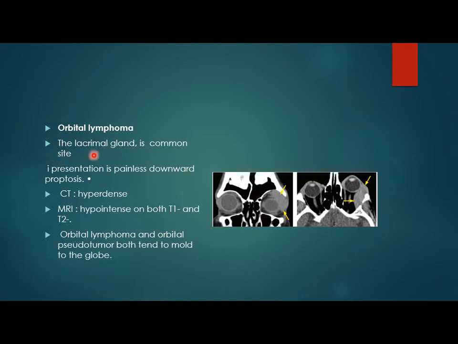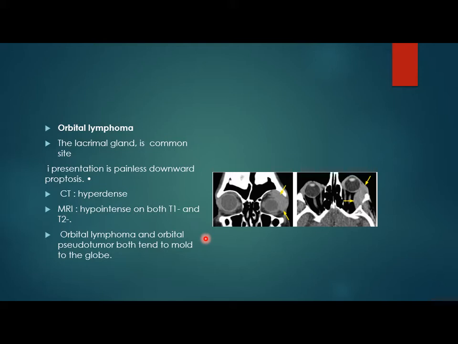Orbital lymphoma. Here we have the lacrimal gland as the most common site. It presents with painless downward proptosis. Painless. It is hyperdense on CT, but on MRI it is hypointense on T1 and T2 because it is a hypercellular tumor. Orbital lymphoma and orbital pseudotumor both tend to mold the globe. They mold it, it's not invaded. It does not invade, does not destruct, it just infiltrates between the muscles and the nerves and the other structures.